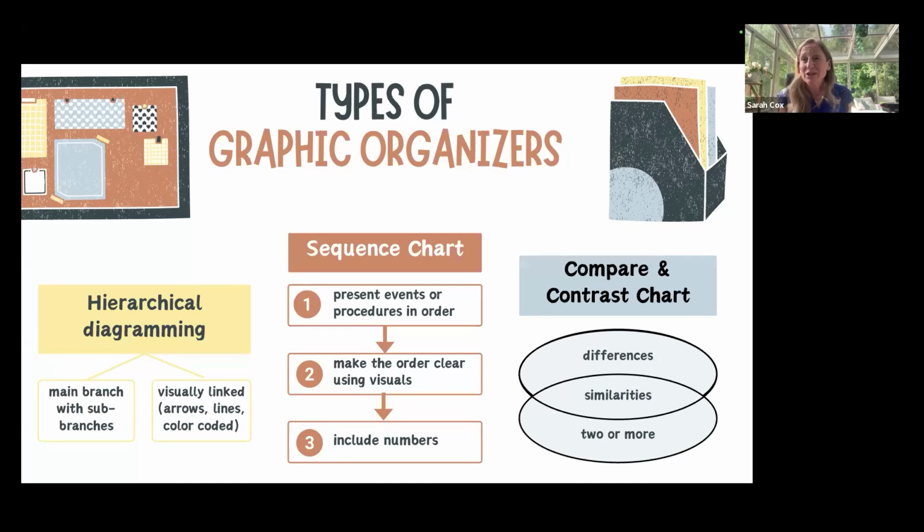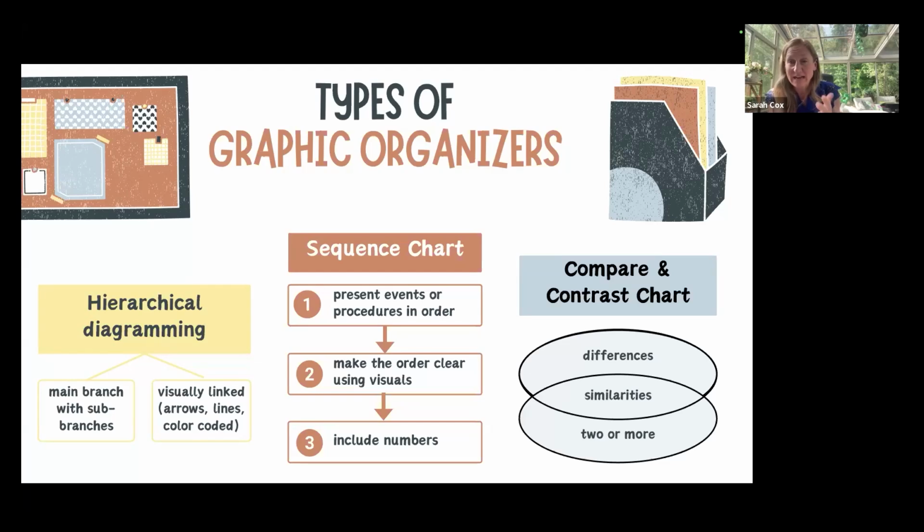And then last but not least, the third type of graphic organizer that we can use is a compare and contrast chart of some sort. The most common type of compare and contrast chart, of course, is a Venn diagram. In a traditional Venn diagram, we have two overlapping circles where we show the differences on the external circles, and the similarities are the things that overlap in the middle.